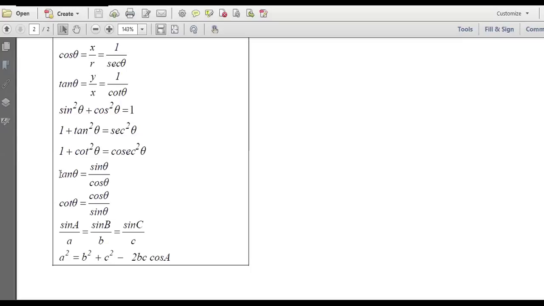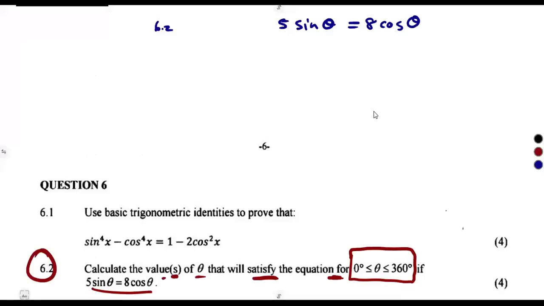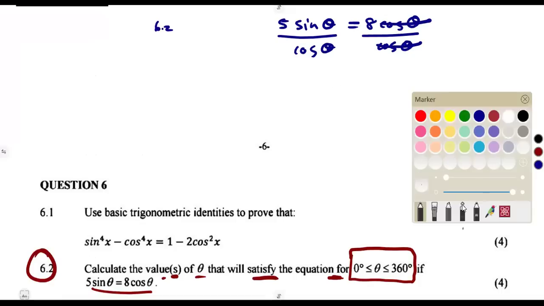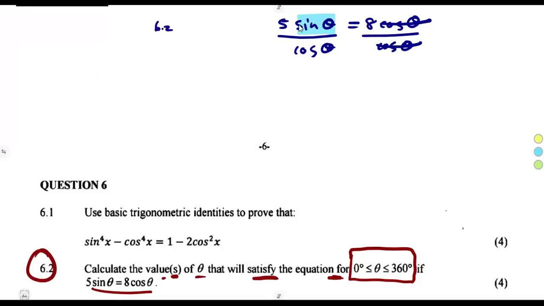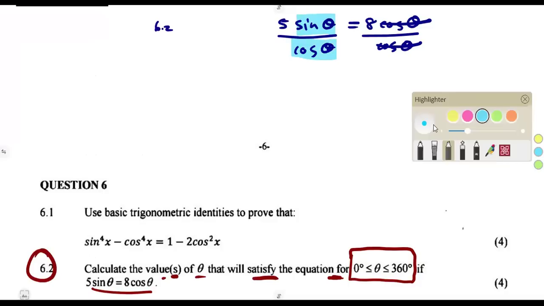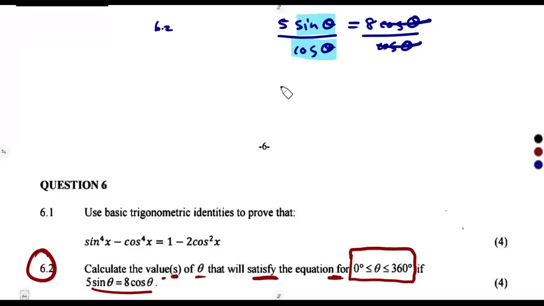Tan of theta is sine over what? Sine over cos. So can we have that? Yes, we just have to divide every part by cos to have that sine over cos. So divide by cos of theta here, divide by cos of theta. It is going to cancel like this. Once we have this sine over cos, we know that it's a tan. So that's 5 tan theta is equal to 8.